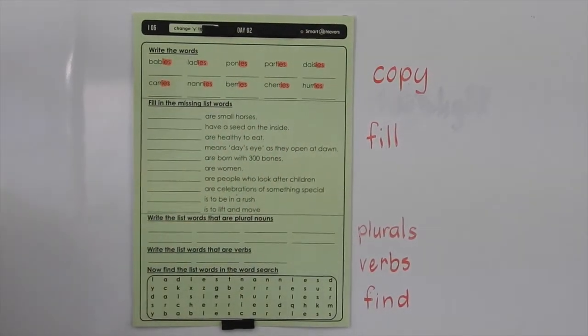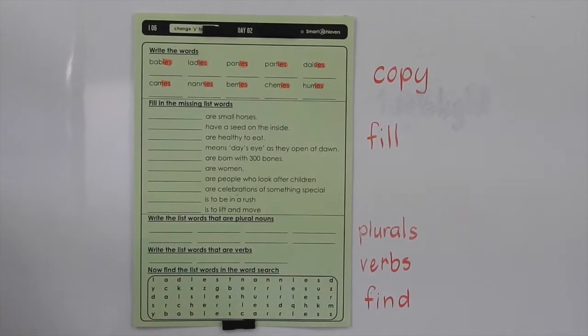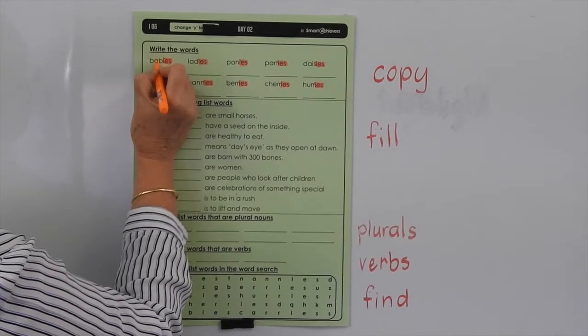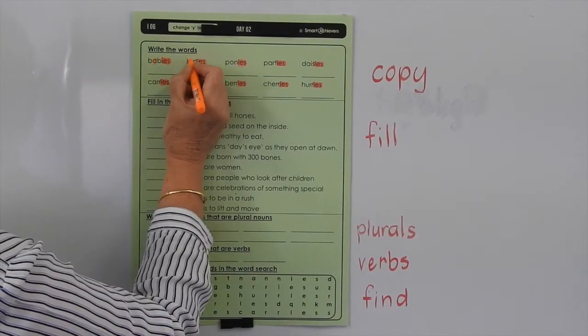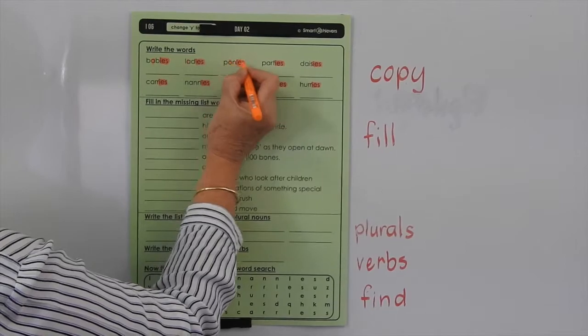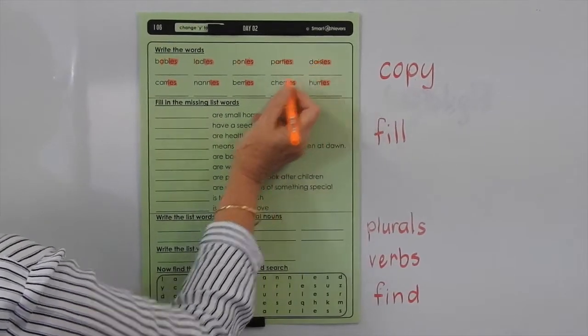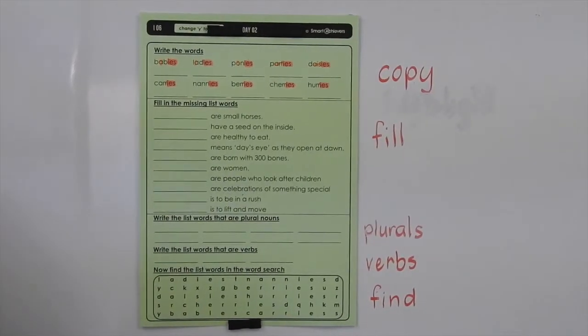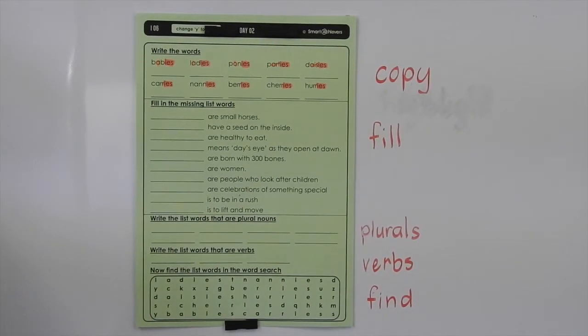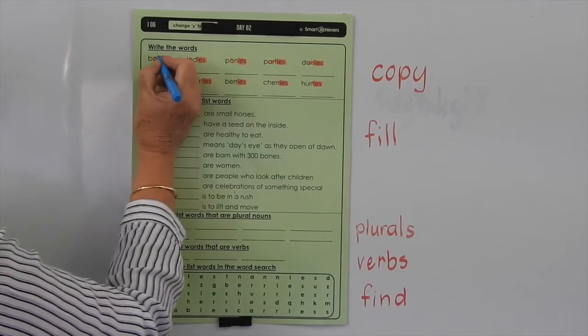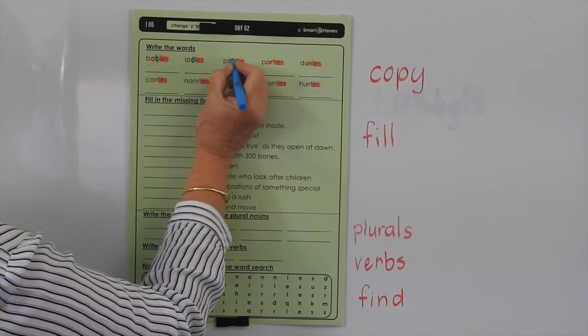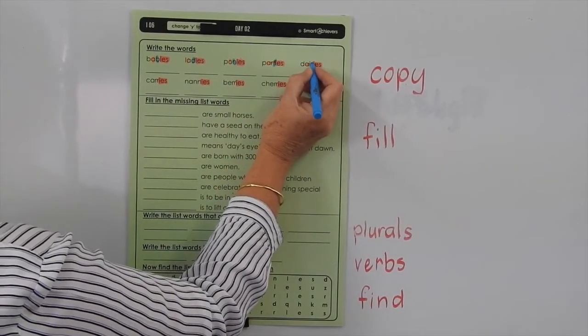Now let's look at what else we've got in these words. We've got a long vowel sound in babies, ladies, ponies, parties, daisies. All of those are long vowel sounds. So after a long vowel sound, we know to put one consonant. So you can highlight that as well.